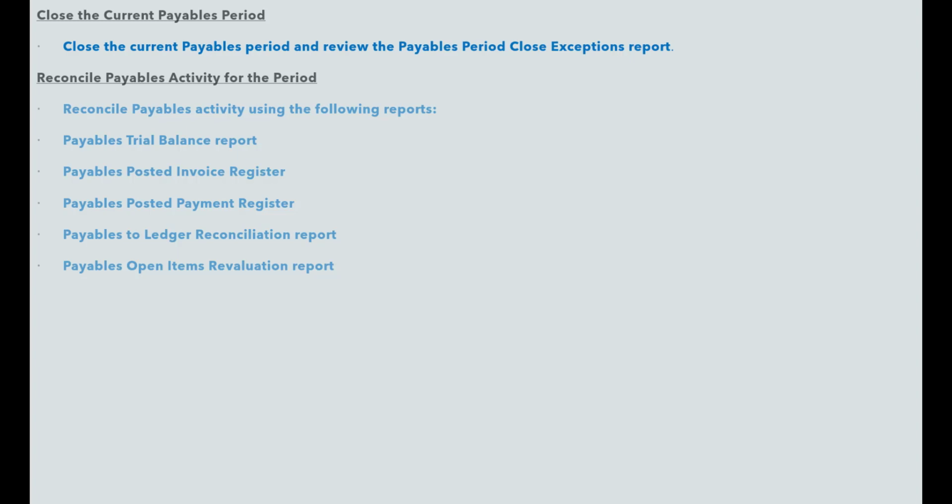For the payable reconciliation activity, reconcile using specific reports: payable trial balance report, payable posted invoice, payment register, invoice register, payable to ledger reconciliation, payable open item revaluation report. All of these are used for period reconciliation.